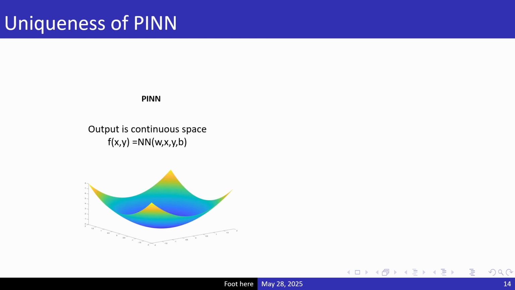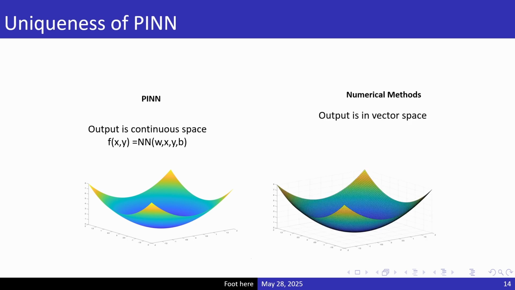So in PINN, we represent the solution as a continuous differentiable function in the form of a neural network, which has input x and y, weights and biases. But in the case of numerical methods, we know the output in the vector space. That means we have an output at the cell center or cell nodal value. It's based on the method we use. You may claim that in finite element methods we can use the shape function as a solution. So that could be in some functional space.